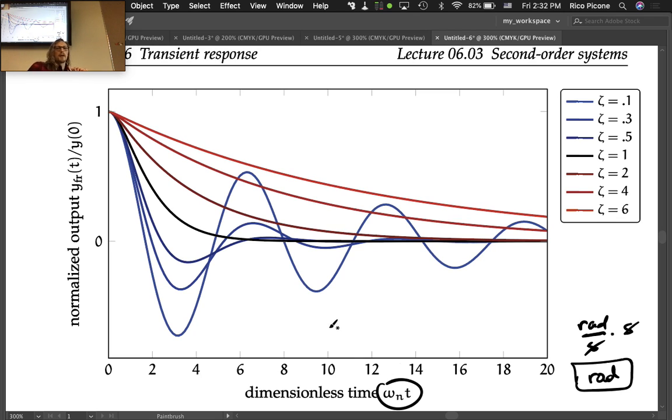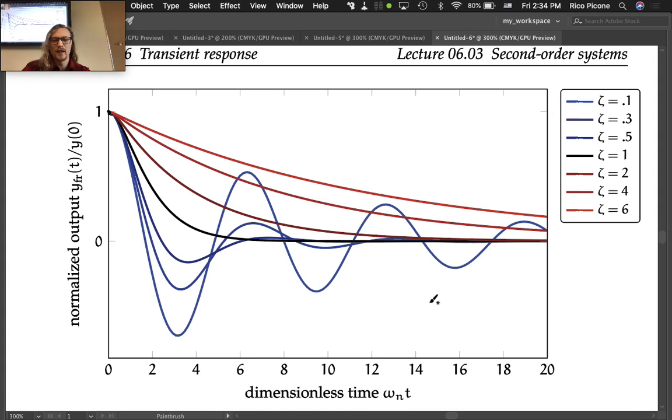So what omega n does here essentially is it stretches out time or compresses time. So that is the underdamped. Then as we increase the damping, from 0.1 to 0.3 to 0.5 to 1, we just got to critically damped. That's the black line in the middle here. And at critically damped, we finally don't have oscillations, but just barely.